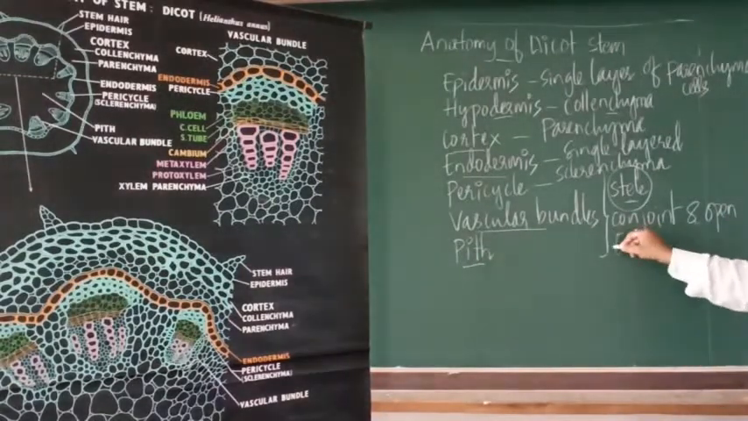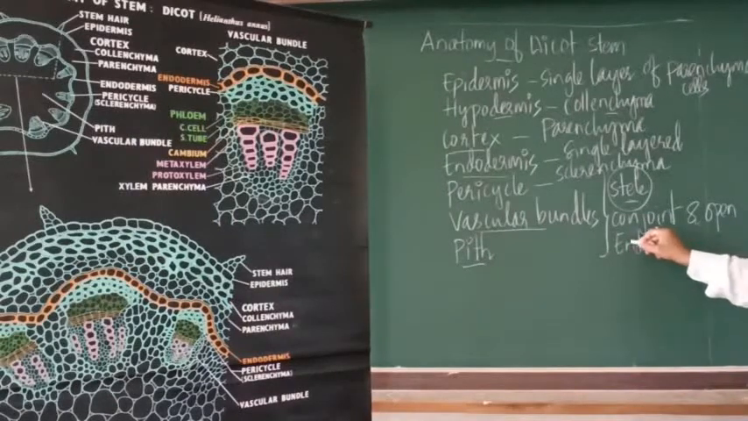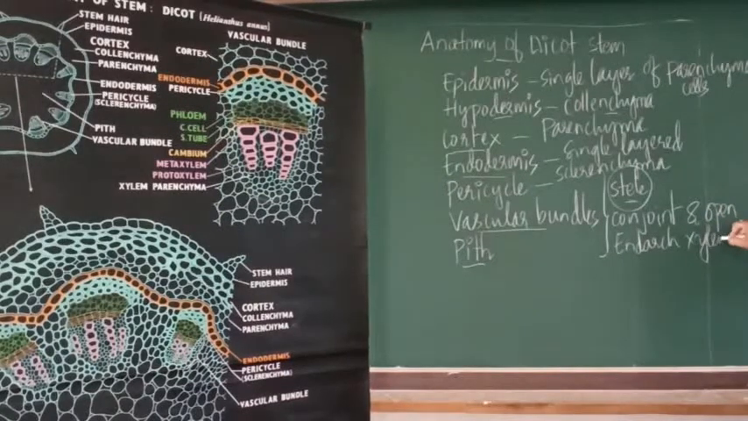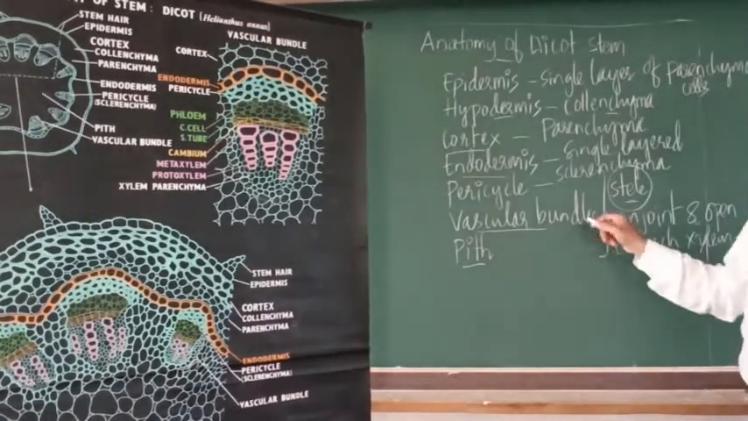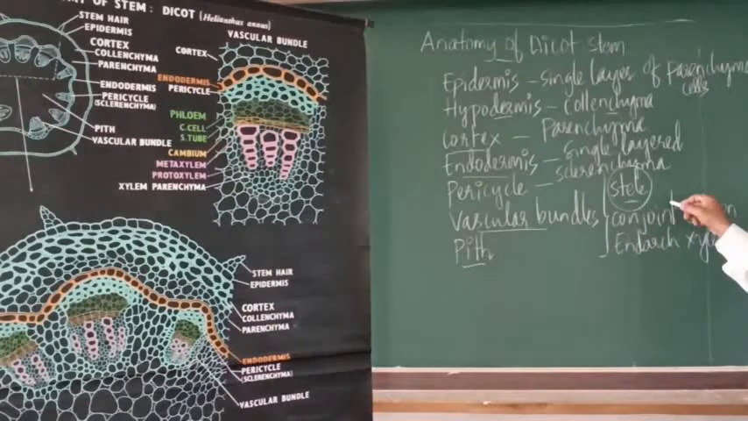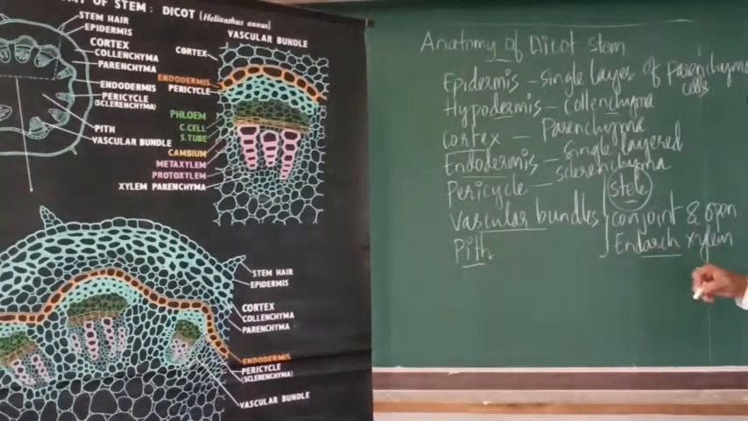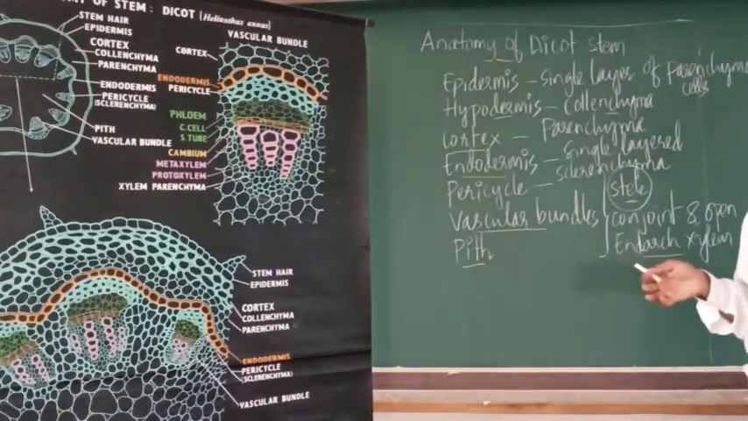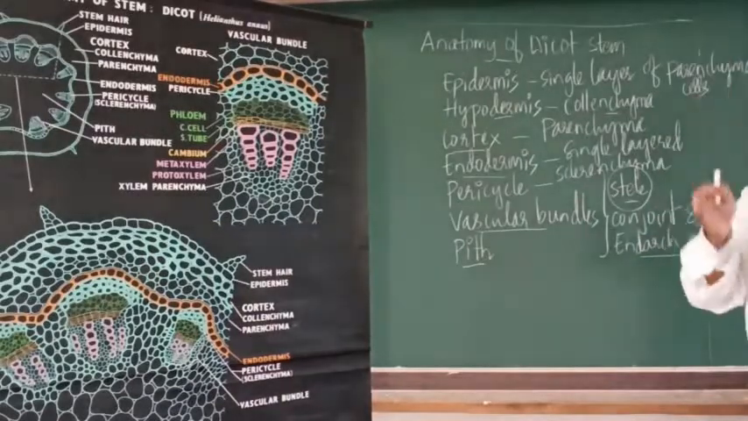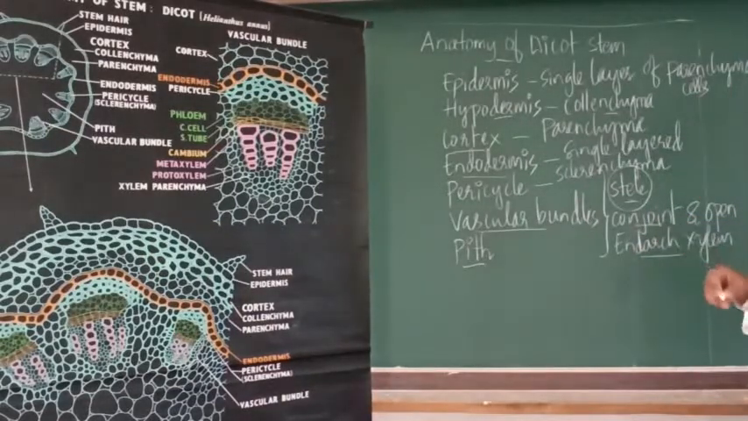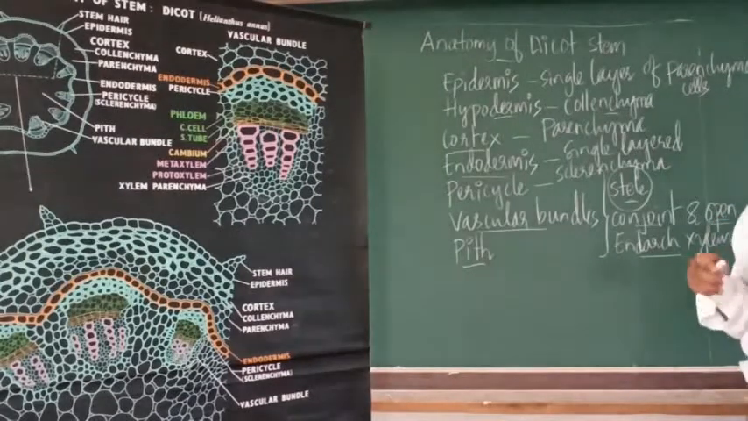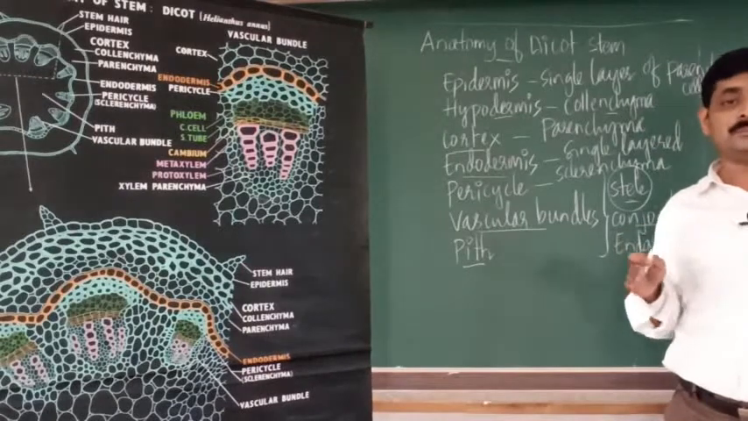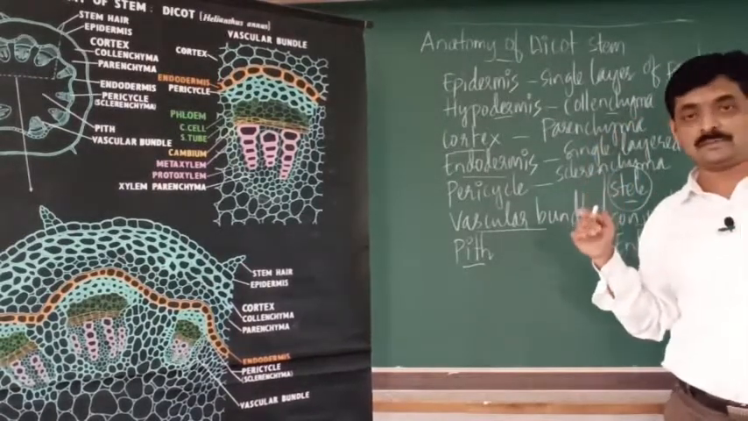whereas this xylem here is endarch. So vascular bundles in dicot stem are conjoint and open, whereas the xylem is endarch. Conjoint: in the previous video we discussed the meaning of conjoint. Xylem and phloem in the same bundle lie in the same radius. It is called conjoint vascular bundle. Open type. So here vascular bundles are open type because there is cambium between the phloem and xylem.